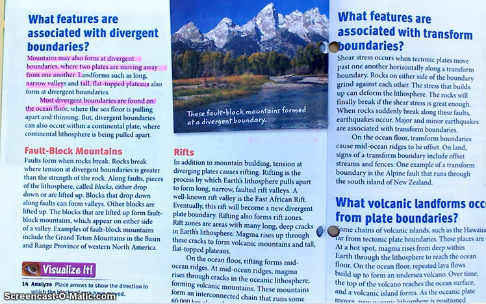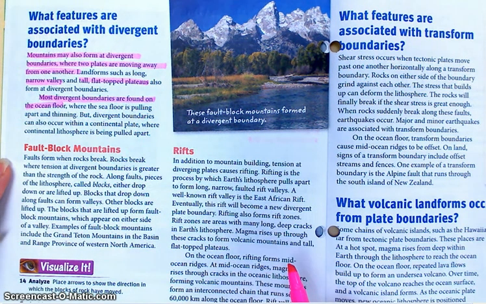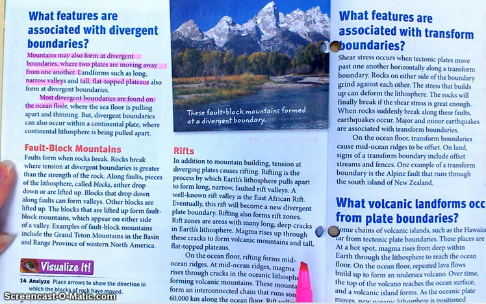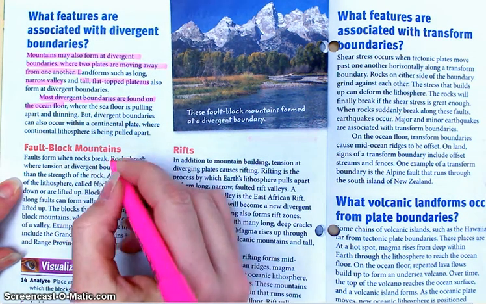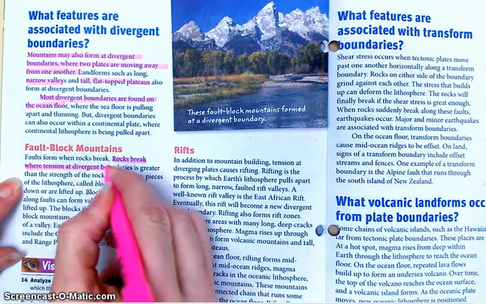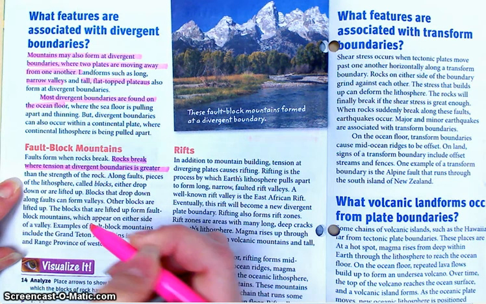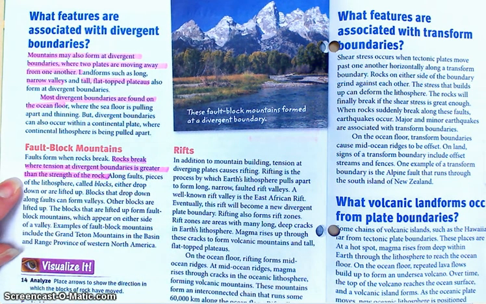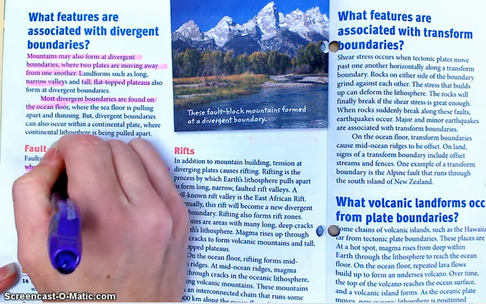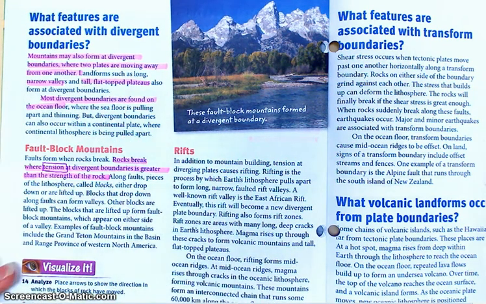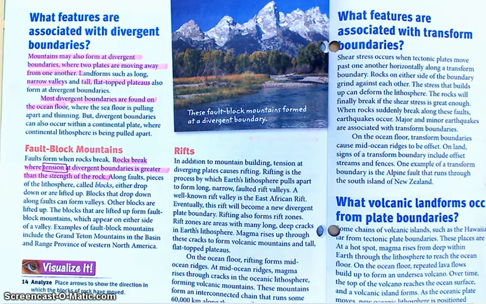We get fault block mountains. Faults are basically cracks. Faults form when rock breaks, and rocks break where tension at divergent boundaries is greater than the strength of the rock. So, they've told you two things basically in this sentence, that we get fault block mountains because rocks are breaking, and they reminded you that it is tension that's the type of stress at a divergent boundary. So along faults, pieces of the lithosphere called blocks either drop down or are lifted up.